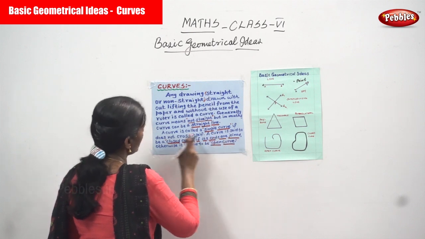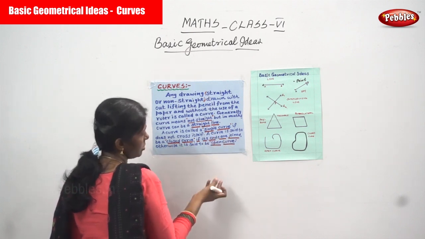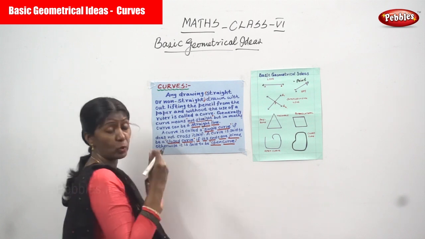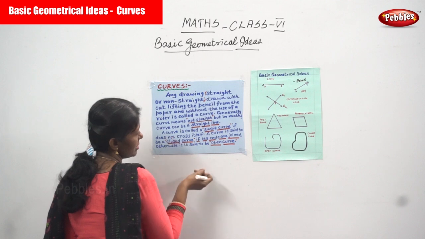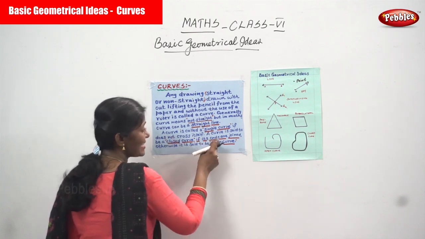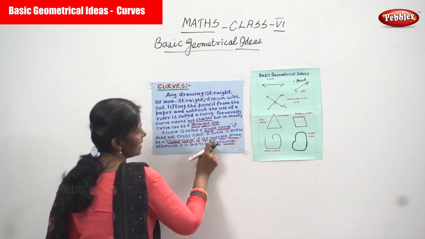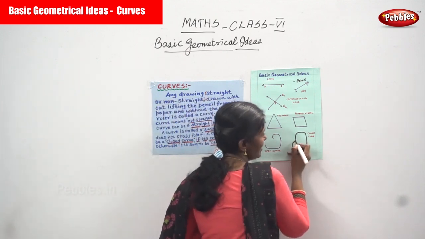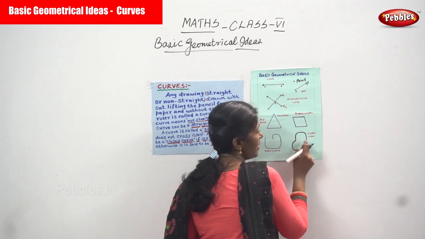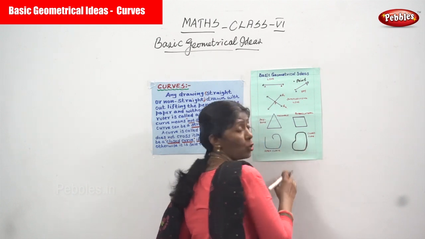A curve is said to be a closed curve or not. There are two types of curve. One is a closed curve, the other is an open curve. If its ends are joined, this is the end, this joined means the end. If the ends are joined, it is a closed curve. If the ends are not joined, it is an open curve.